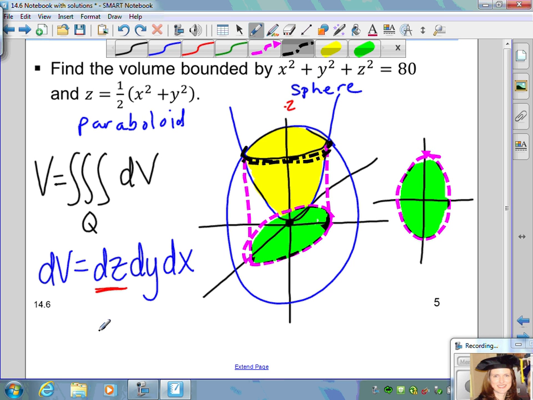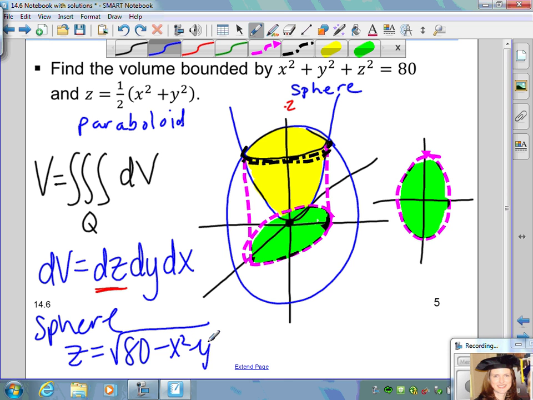And if you solve the equation for z on the sphere, you're going to subtract x squared and y squared and then take the square root. That is equal to the square root of 80 minus x squared minus y squared. And the z on the paraboloid is 1/2 of the quantity x squared plus y squared. We want to find out where the sphere intersects with the paraboloid, so we're going to set the z on the sphere equal to the z on the paraboloid, because where they intersect, the z's are the same height.